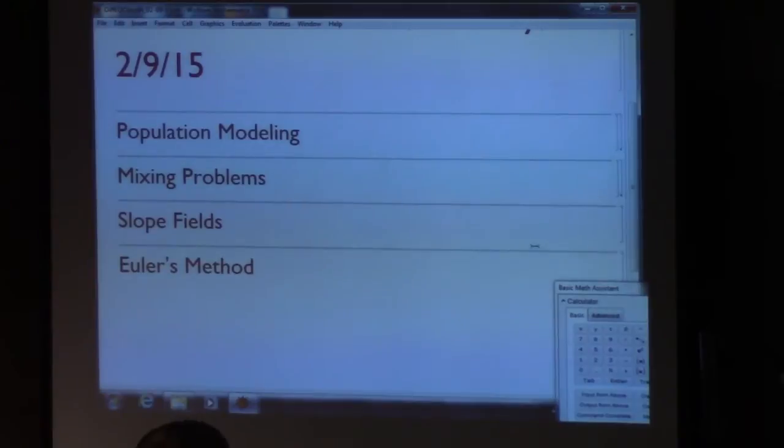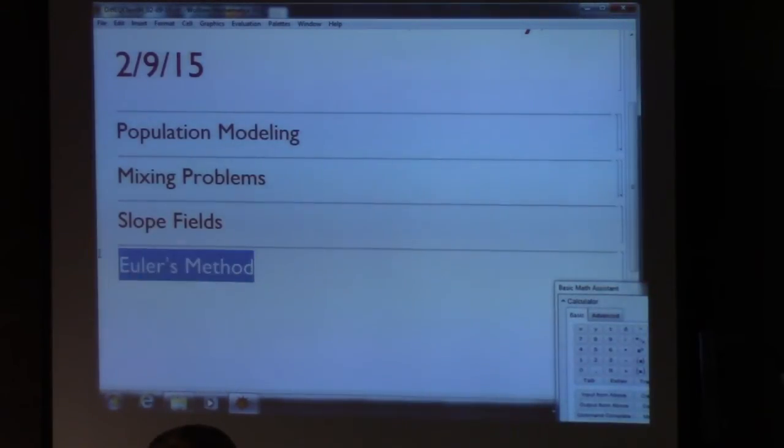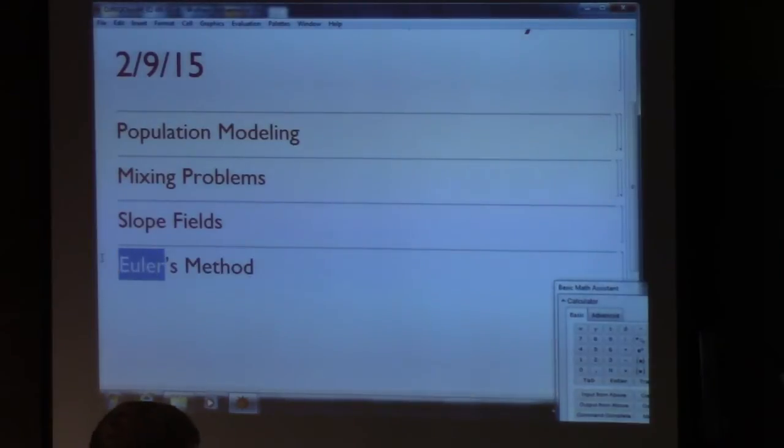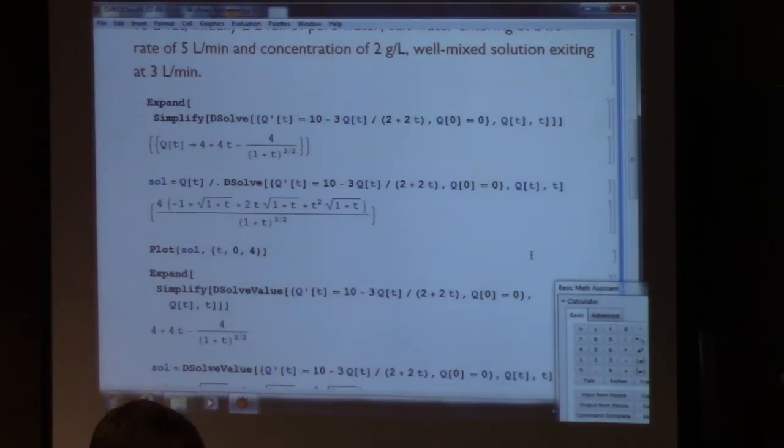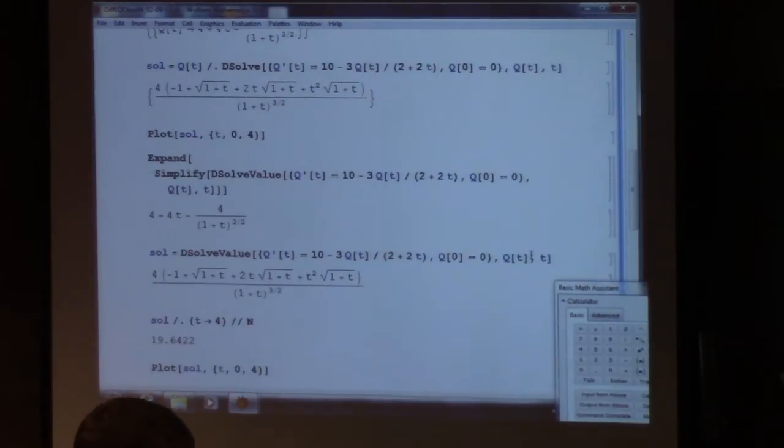Okay, let's talk more about slope fields, and ultimately something called Euler's method, not Euler, Euler. Don't say Euler. Okay. Euler's method. Slope fields and Euler's method. Let's talk about those in the context of the mixing problem. Although I do want to show you one more thing with this mixing problem with what we did before on Friday, before I get into slope fields and Euler's method.